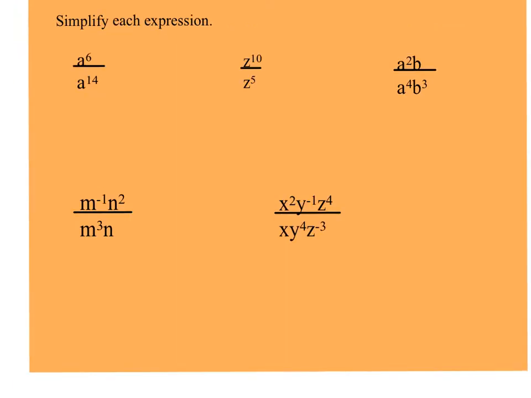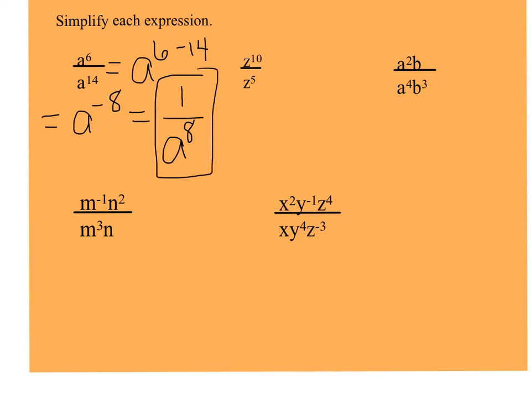I'm sure you don't want to actually write out a times a times a and do that 6 times and then another 14 times. So instead use that rule which tells us to subtract the exponents, keep the base, and that makes it a to the negative 8th. And then, just like we've already worked with, move that negative exponent to the denominator, and that will make it positive. So it simplifies to 1 over a to the 8th.